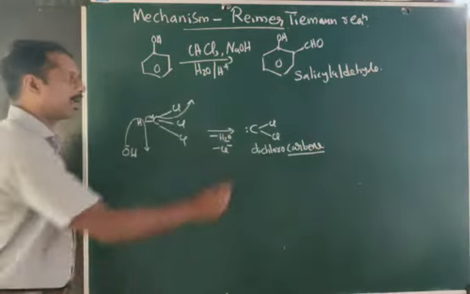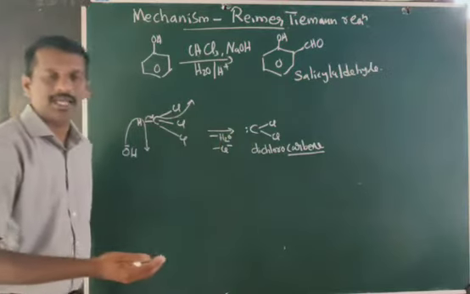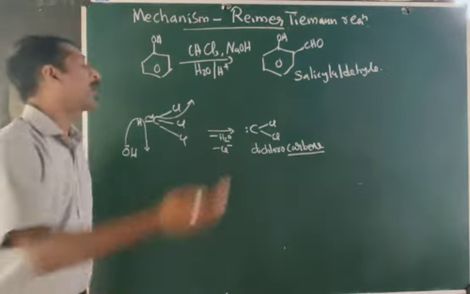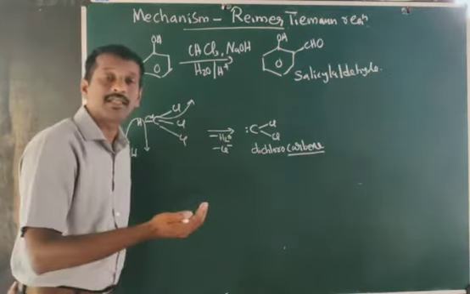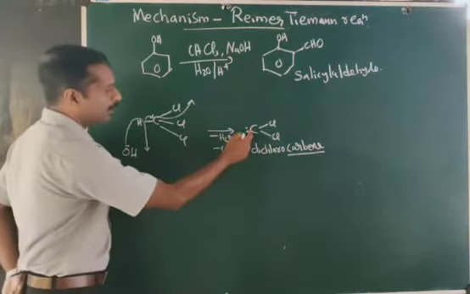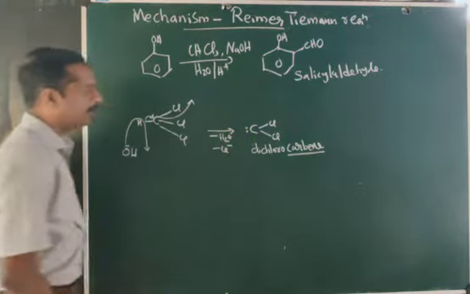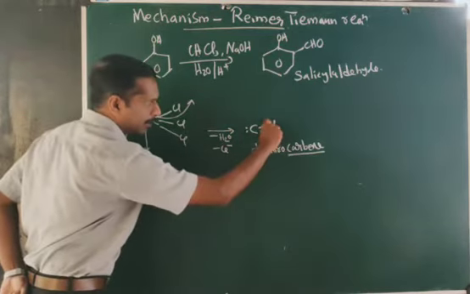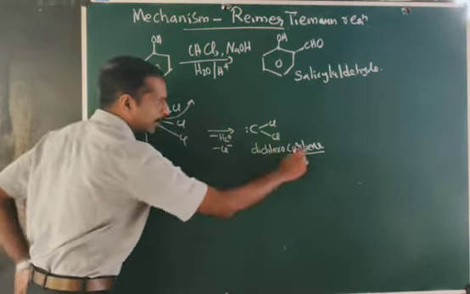So carbene is new to you. We know that carbon having a positive charge is a carbocation. Carbon having a negative charge is a carbanion. Now you can see that carbon having a lone pair of electrons is known as carbene, and the specific name of this carbene is dichlorocarbene.